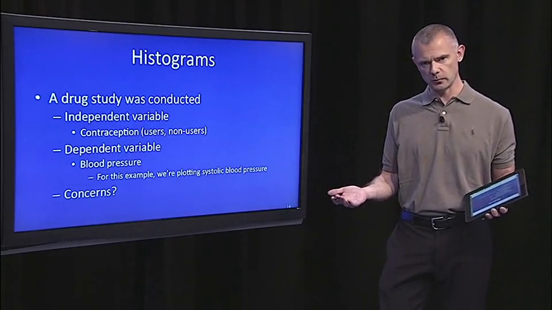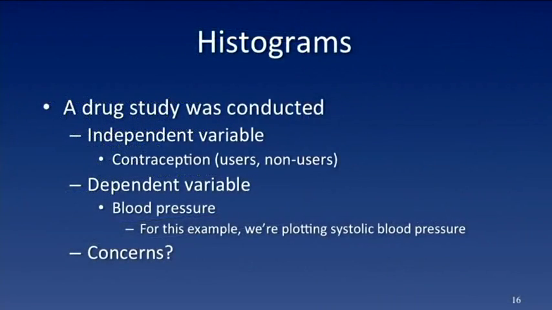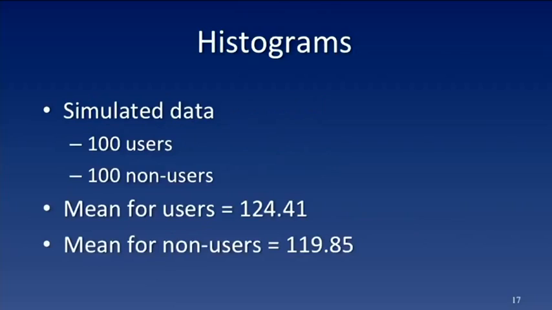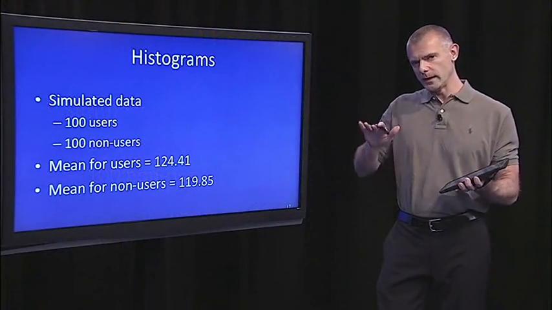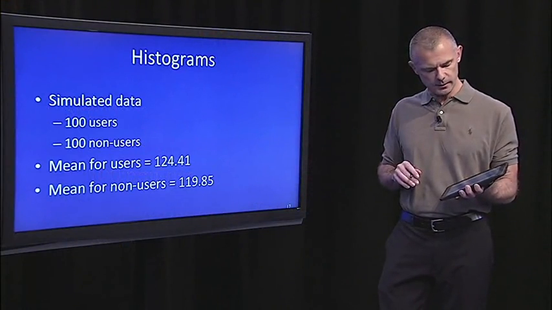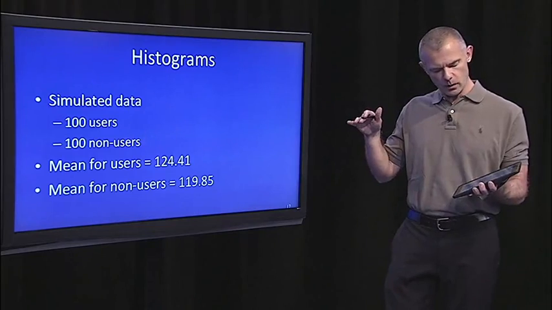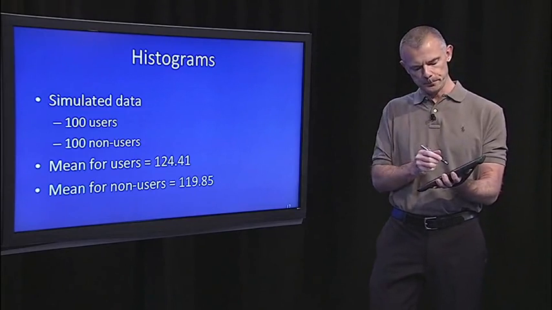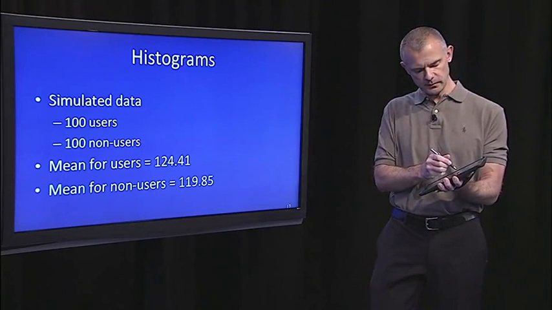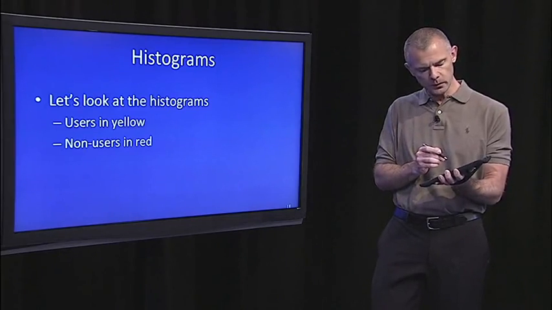And then we can measure blood pressure. And again, just for ease of illustration, I'm going to plot just systolic blood pressure. Again, I just made up data in R, 100 users, 100 non-users. And if we just look at the means, it looks like there's a little bit of an effect of the drug. So 120 is about normal for systolic, and the users are up at about 124, whereas the non-users are right at 120. So it does look like there's a little bump. But let's look at the histograms to see where that bump is coming from.